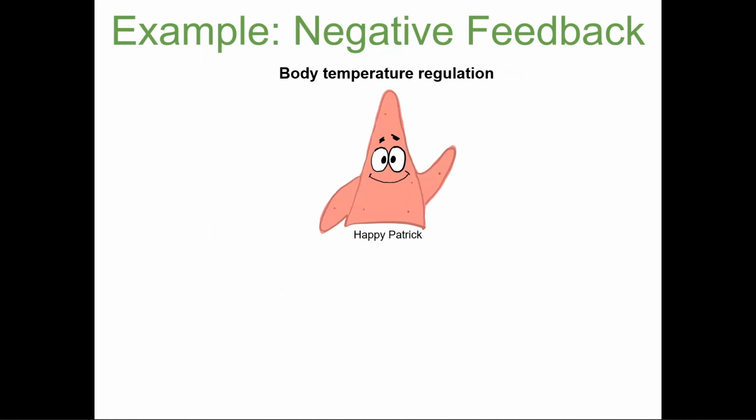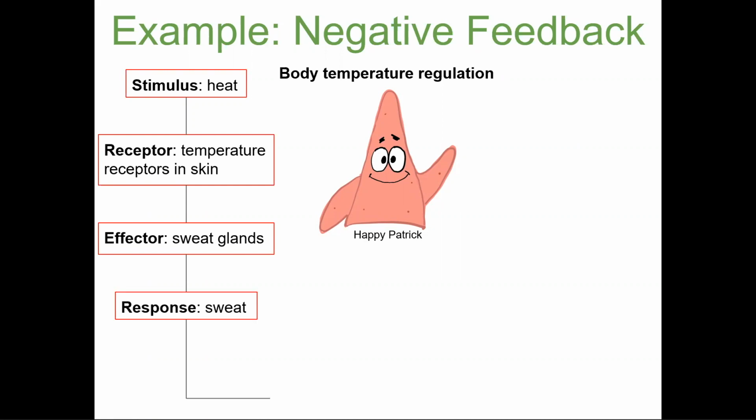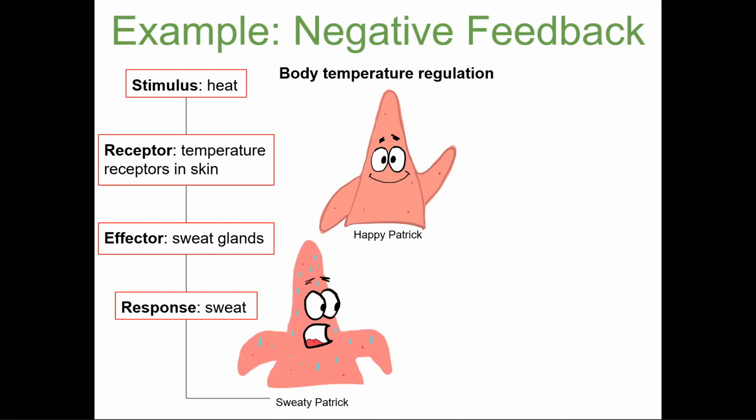So the stimulus we'll say is going to be heat. The receptor is temperature receptors on the skin. The effectors would be the sweat glands. And the response would be sweat. So then you end up, of course, with sweaty Patrick, right? Now, let's take a look at the other side.